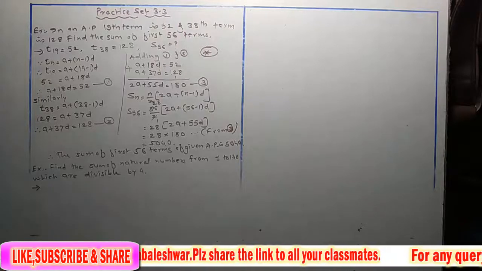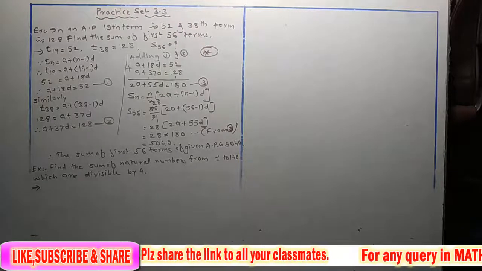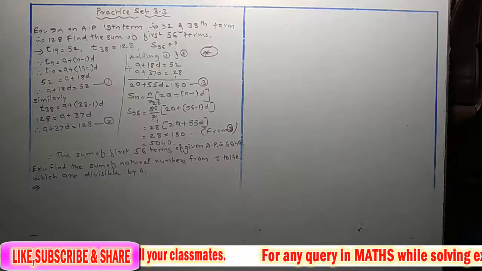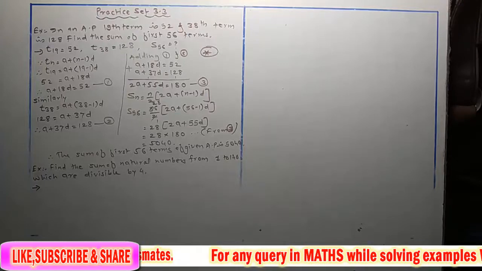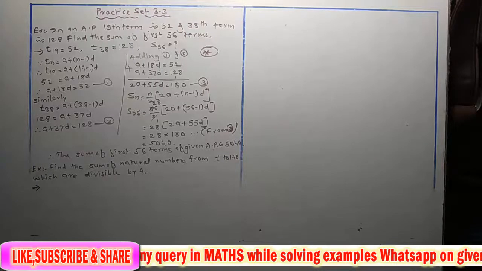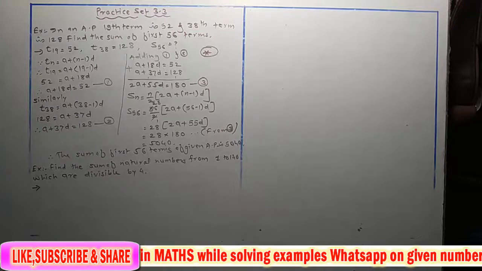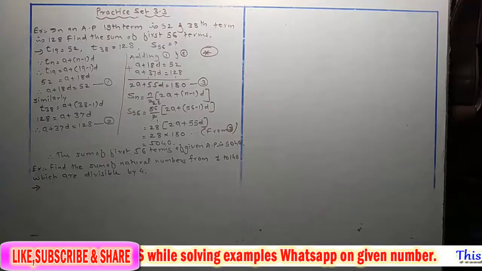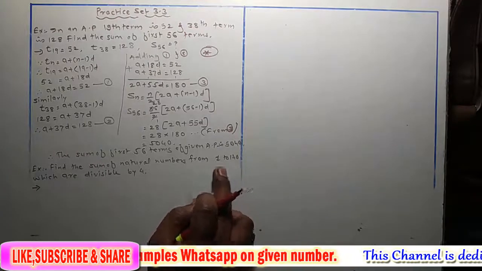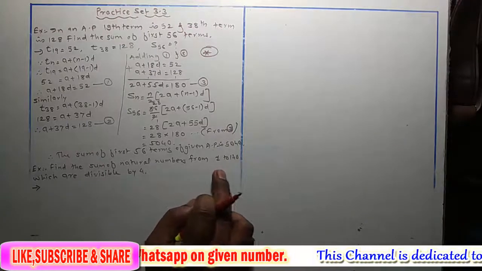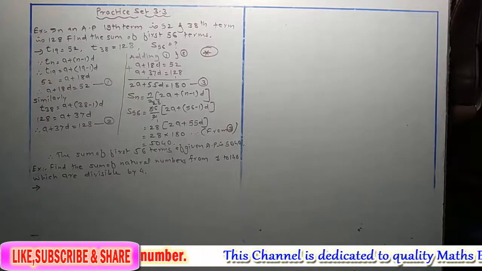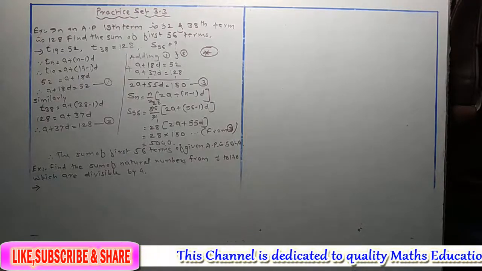This is the next example. Find the sum of natural numbers from 1 to 140 which are divisible by 4. Okay, the same type of example we solved in the previous exercise 3.2. Find the 3-digit natural numbers which are divisible by 5. Right. So here, from 1 to 140, the numbers in between which are divisible by 4, we have been asked to find their sum.